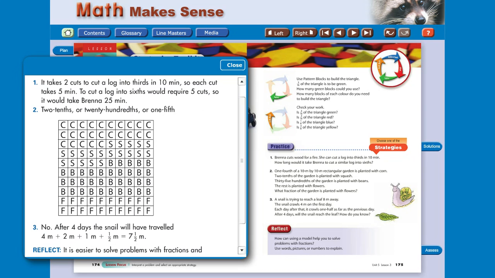It starts with 4. Half of 4 is 2. Half of 2 is 1. Remember, we have to go 8 meters in 4 days. So we're already on the 3rd day, and we're up to 4 plus 2 is 6, plus 1 is 7. Half of 1 is 1/2 of a meter. So the snail ends up traveling 7 and 1/2 meters, which is not 8 meters. So it doesn't reach the leaf in time.